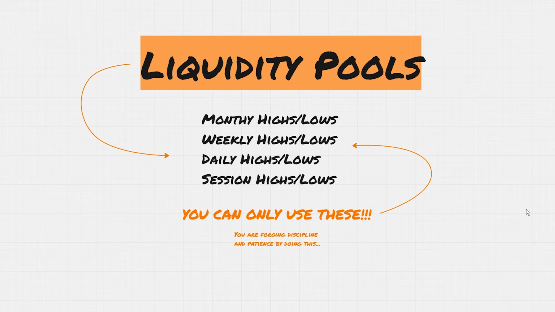So the only liquidity pools you're going to use for framing high quality draws on liquidity are monthly, weekly, daily, and session highs and lows. I know people are going to want to go away from this and use 5-minute highs and lows, 15-minute, 30-minute, and try to do high frequency trading. I'm telling you, for high quality draws on liquidity, you only want to focus on these.